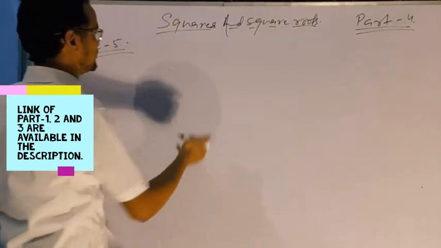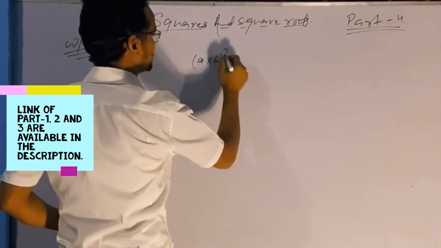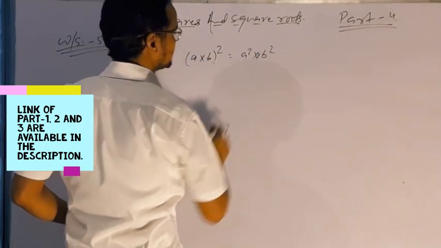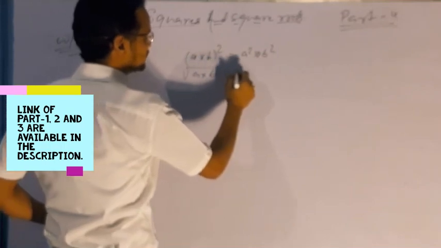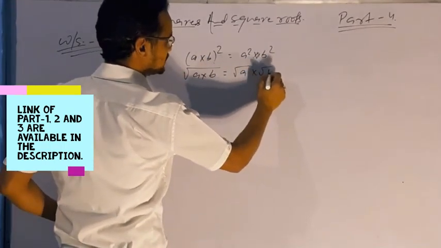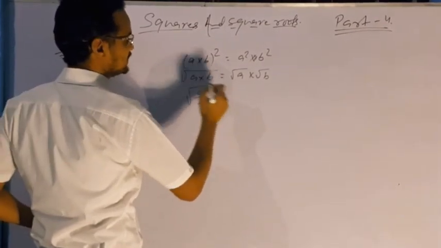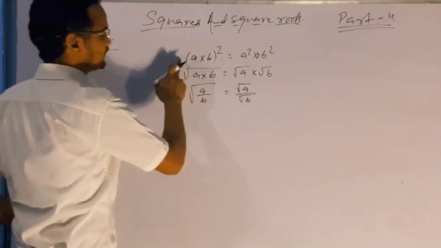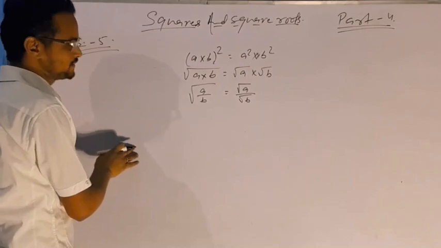Now we know that (a times b) whole square is equal to a square into b square. Similarly, we can write that a multiplied by b is equal to root a into root b, and so on. In division form, (a divided by b) is equal to a by b. It is from the algebra chapter from class 7, the previous class.